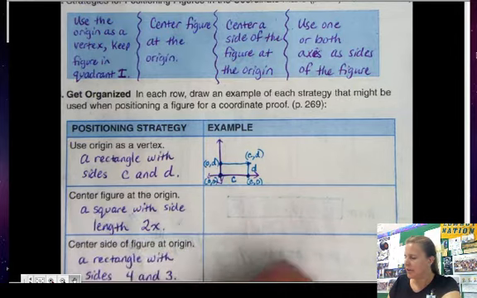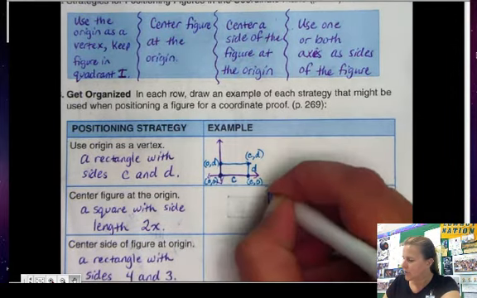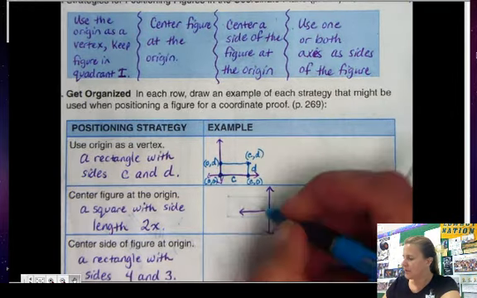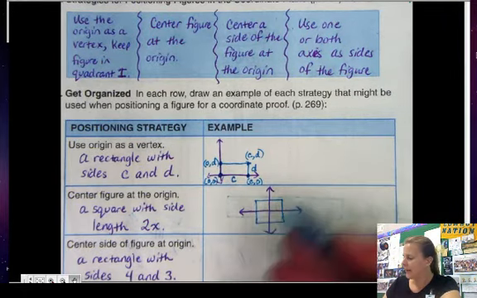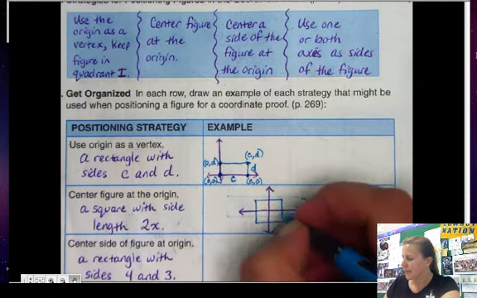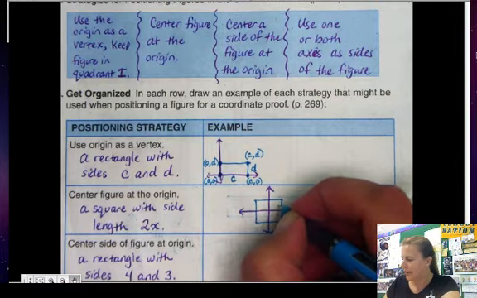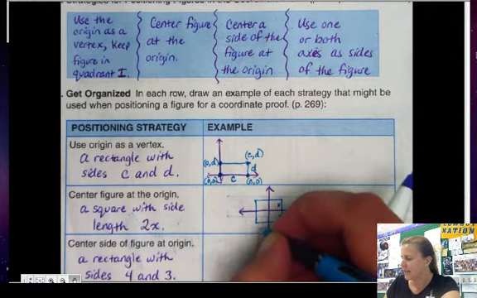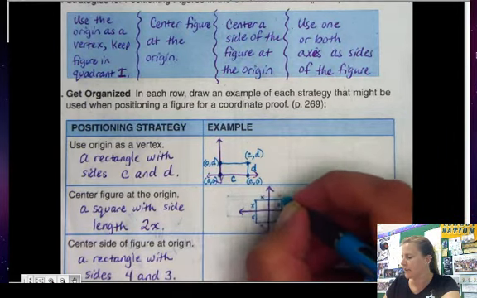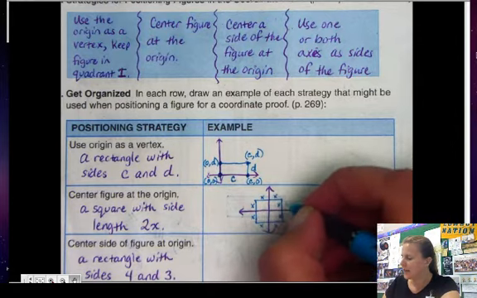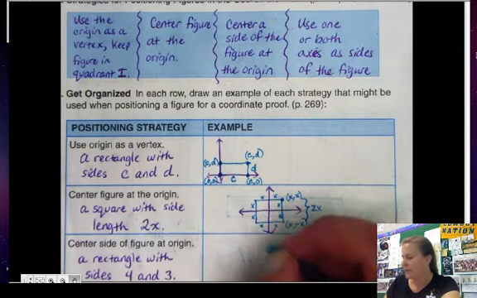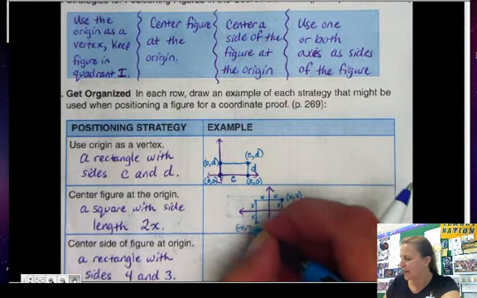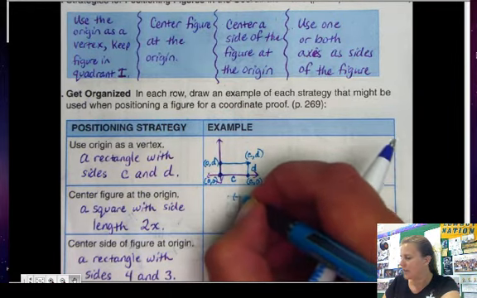Another way to do it is to center the figure at the origin. So if you have a square, for example, and you put the center of the square at the origin, and the whole side length is 2x, then that means that half of it is just x. So when we are trying to find our points, this point here would be x, x. This point here would be x, negative x because it goes down. This point over here would be negative x, negative x. And this point up here would be negative x, x.